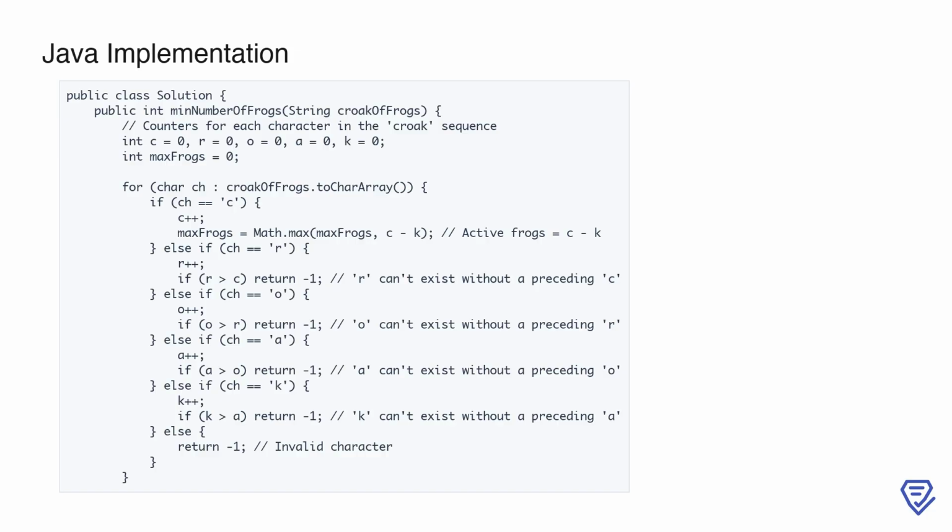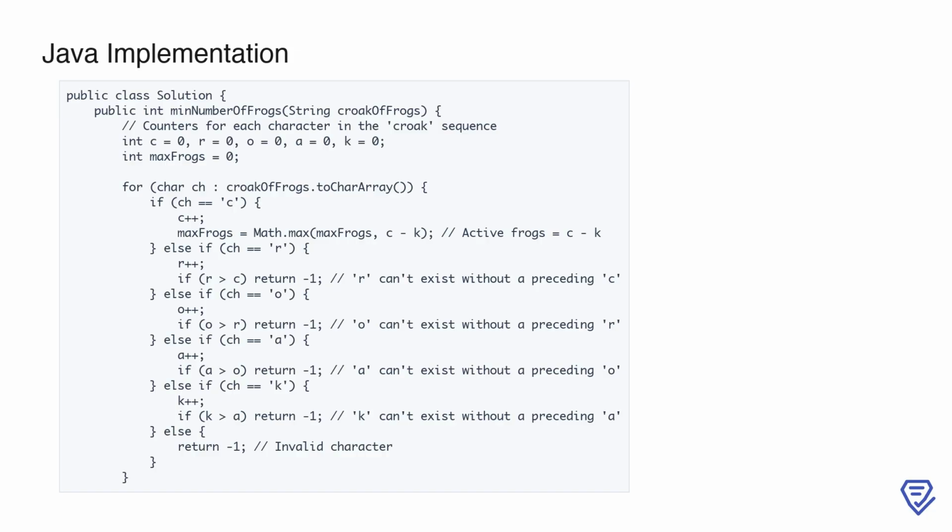Next, we iterate over each character in the croak of frogs string using a for each loop. If the character is C, it indicates the start of a new croak sequence, so we increment the C counter. At the same time, we calculate the number of active frogs by subtracting K from C and use math.max to update max_frogs. Then, for each subsequent character in the sequence R, O, and K, we increment their respective counters.